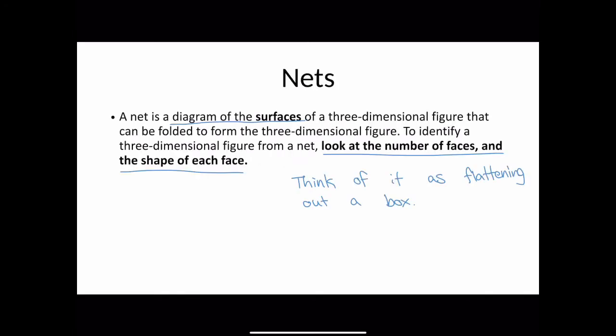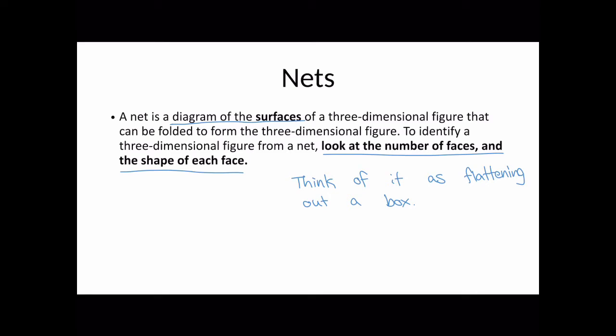So, first off, a net. A net is a diagram of the surfaces of a three-dimensional figure that can be folded to form a three-dimensional figure. To identify a three-dimensional figure from a net, look at the number of faces and the shape of each face.